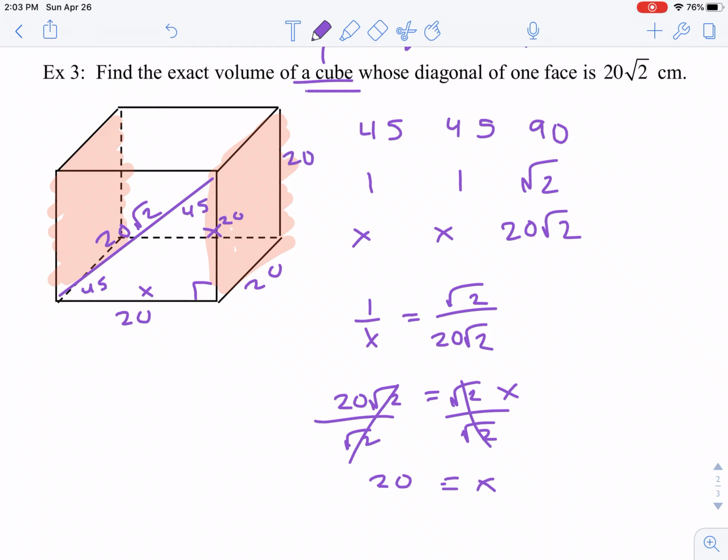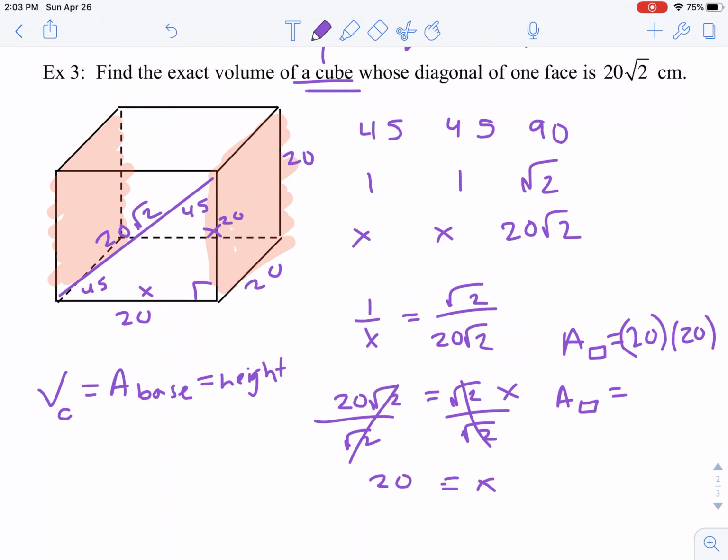So if I'm going to find the volume of this cube, I'm going to do the area of the base again times the height. Well, the area of the base is the area of the square. And so the area of the square is going to be 20 times 20. And so that is 400.